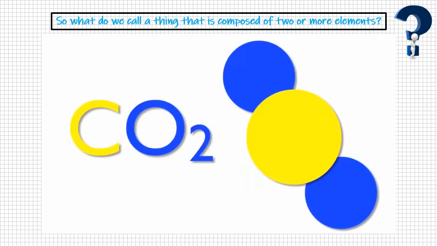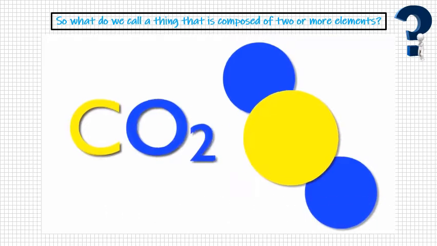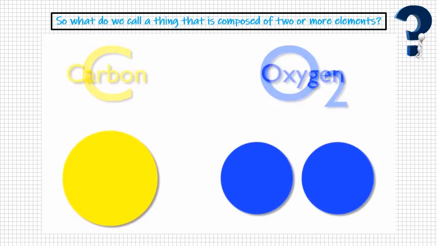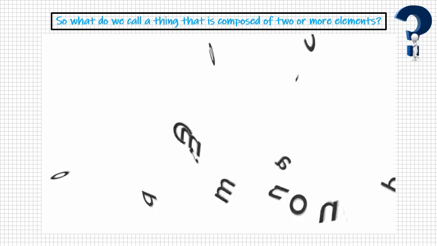CO2 contains one carbon and two oxygen atoms. This compound is better known as carbon dioxide. Carbon dioxide: one carbon atom and two oxygen atoms chemically combine. Chemical compounds form when two or more elements combine.